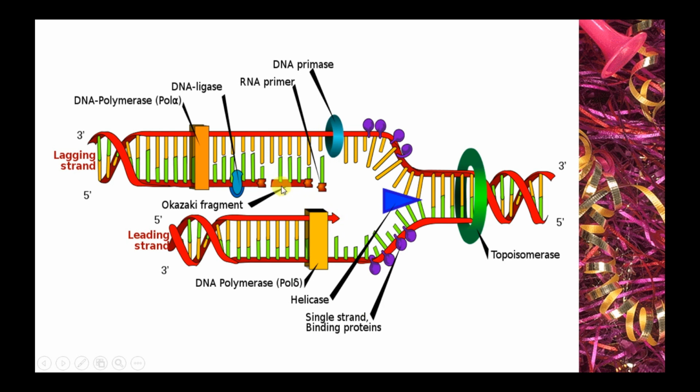Okay, in the lagging strand, you know that after primase puts a primer, DNA polymerase 3 will start its work and form the segments of the DNA molecule. You know that these segments are called Okazaki fragments, and gaps remain between these segments, and the ligase will finally fill the gaps between these segments. And this is all about DNA replication.